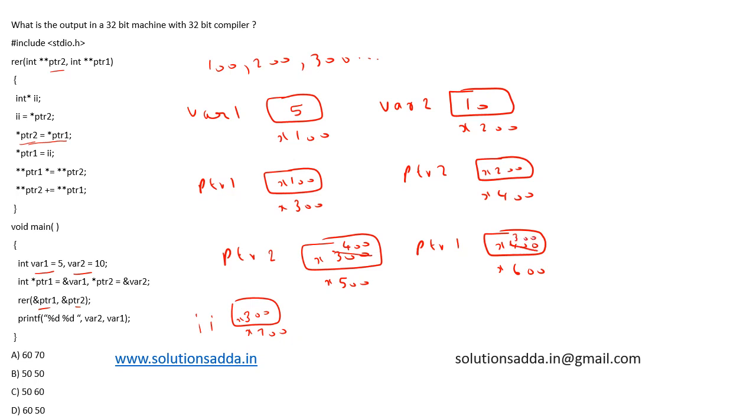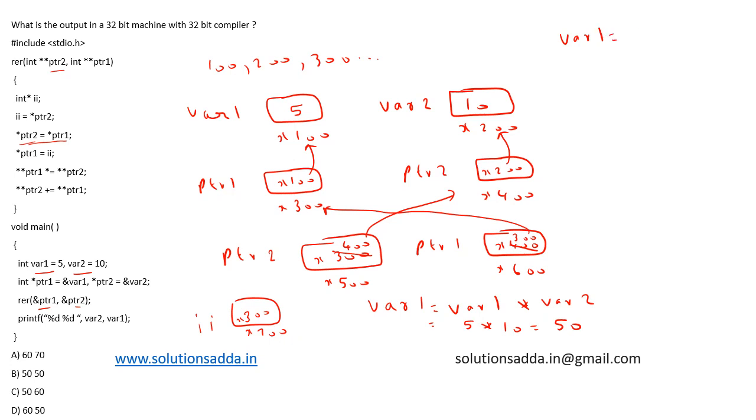The next step is var1 equal to var1 into var2 through the pointers. Ptr1 has value 300, so it directly points to the first pointer. Since it's a double pointer, the second pointer will be pointing to the value here. So we have var1 equal to var1 times the double-pointer value of ptr2. Ptr2 has value 400, so it will be pointing to here, and the second pointer has 200, so it will be pointing to here. So var1 equal to var1 into var2. Here we have 5 into 10, which is equal to 50. So now we have var1 equal to 50.